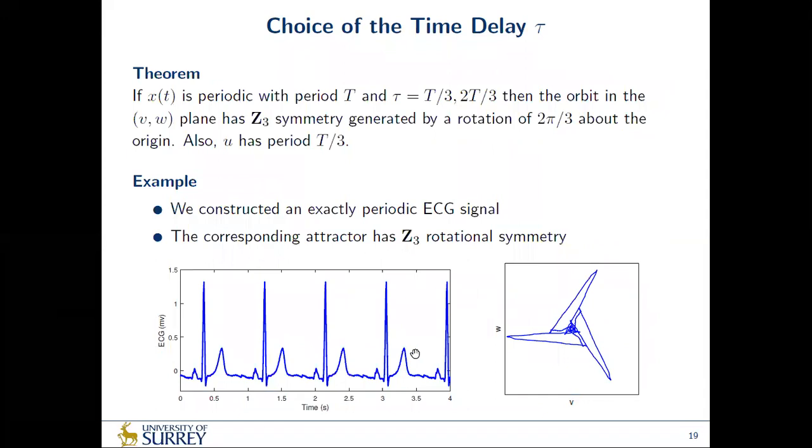Now, if we take any periodic signal, not a sine wave, with period T, and we take tau as the same values of T/3 or 2T/3, then we've got a result that says that the orbit generated in the VW plane is not circular, of course, in this case, but it's got Z3 symmetry generated by rotation of 2π/3 about the origin. And so for this periodic ECG signal, you can see this Z3 rotational symmetry in the plane. So this is giving this attractor a bit of structure to it.